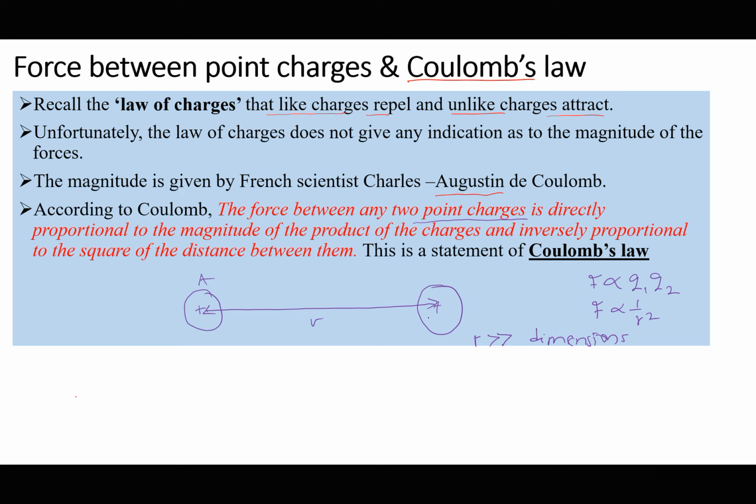When I say dimensions, it could be the diameter or the radius of the spherical charge. The separation of the charges is much greater than the dimensions of any of these two charges. So Coulomb's law is normally applicable to two point charges for us to be able to tell the magnitude of the force. Let's see Coulomb's law in detail.